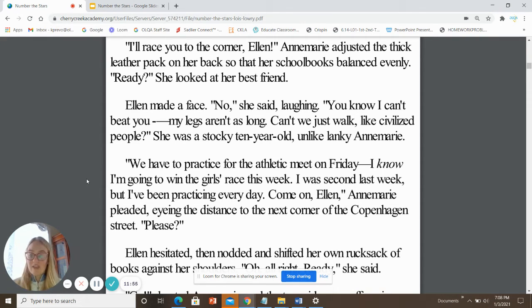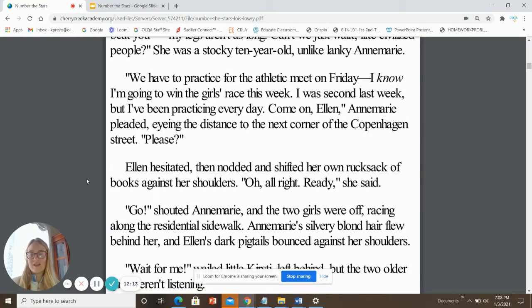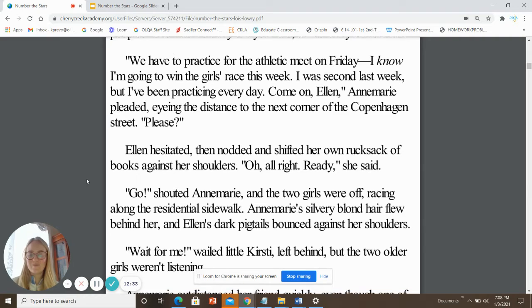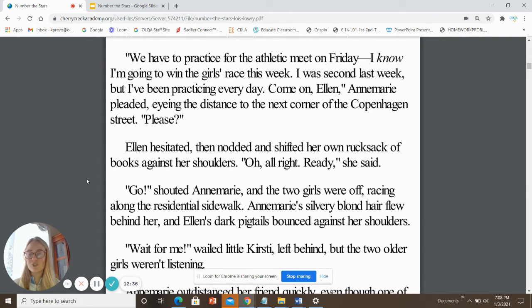We have to practice for the athletic meet on Friday. I know I'm going to win the girls' race this week. I was second last week, but I've been practicing every day. Come on, Ellen, Anne-Marie pleaded, eyeing the distance to the next corner of the Copenhagen street. Please. Ellen hesitated, then nodded and shifted her own rucksack of books against her shoulders. Oh, all right. Ready? She said. Go! Shouted Anne-Marie, and the two girls were off, racing along the residential sidewalk. Anne-Marie's silvery blonde hair flew behind her, and Ellen's dark pigtails bounced against her shoulders.